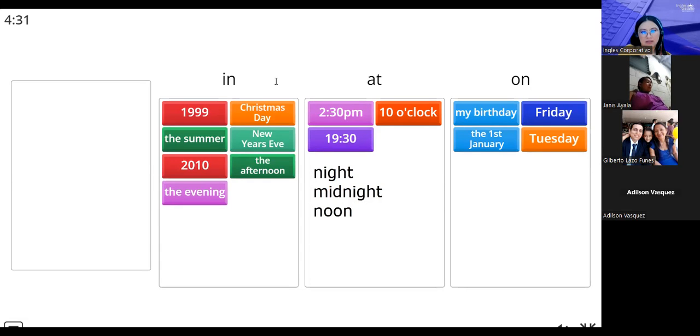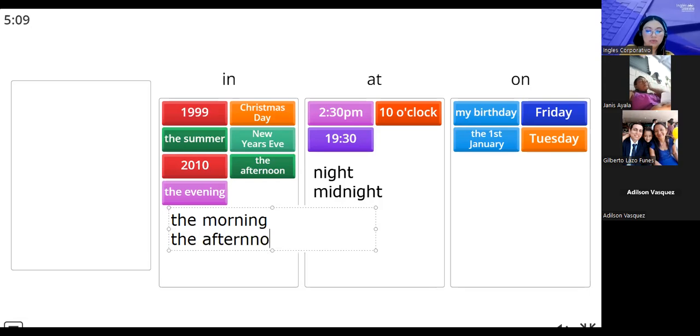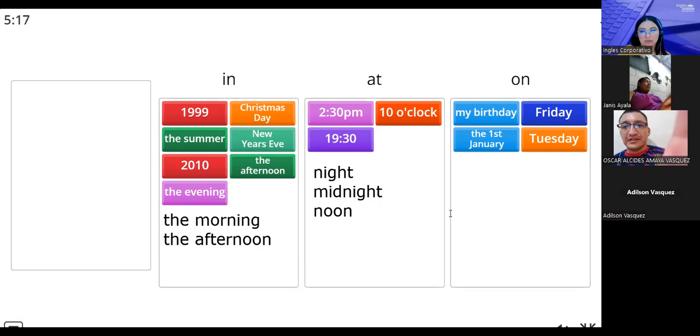In. Lo ocupábamos con años específicos, fechas o celebraciones específicas. Miren, estaciones del año, ¿se acuerdan? Seasons, summer, winter, y todos ellos. Y in, ocupábamos con la expresión in the evening, ¿con qué otra clase? In the morning, excellent, and in the afternoon. Evening, morning, afternoon. And we also have the preposition on.